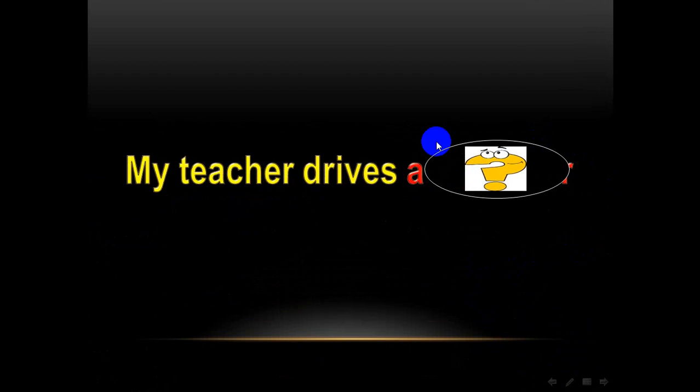Next, more examples. My teacher drives a small car. Here the small car is subject or object? It's object here. So I make the question like WH word, then auxiliary, then subject, then main verb. Yeah, a small car. My teacher drives a small car.